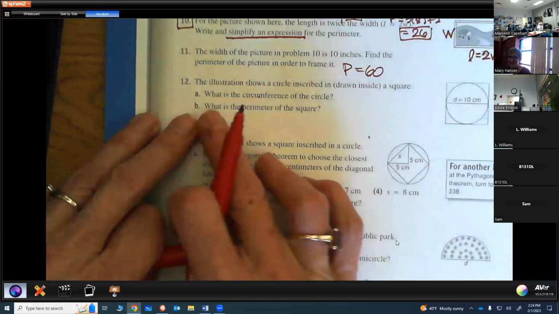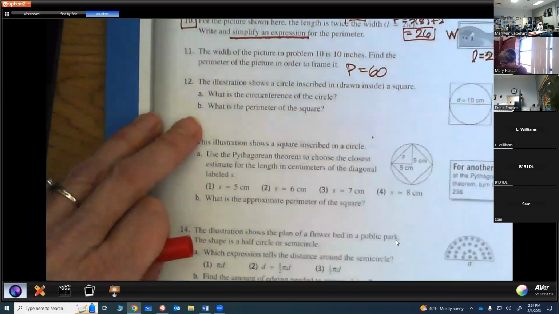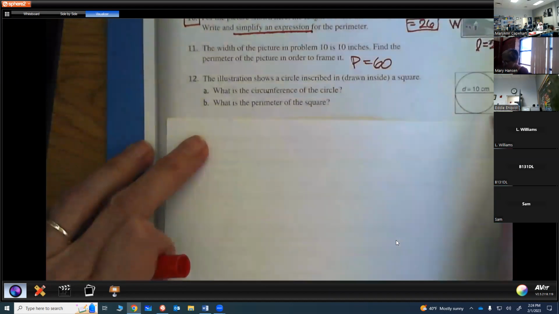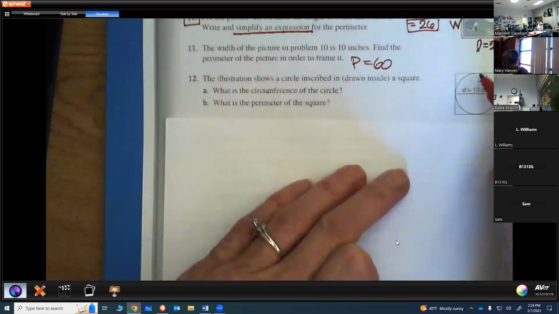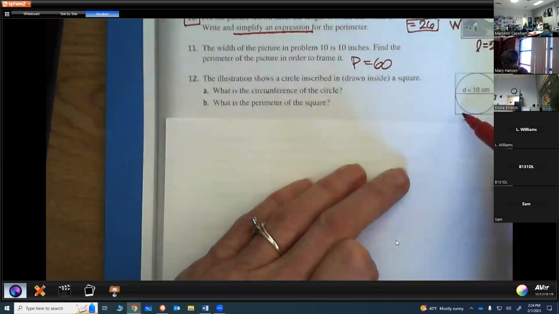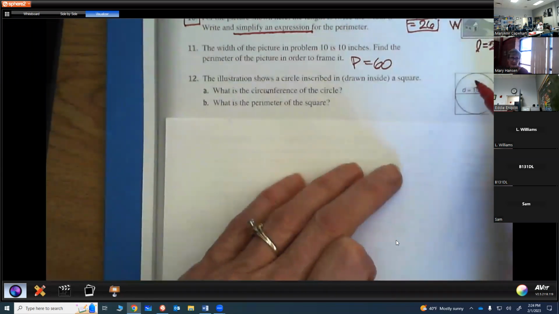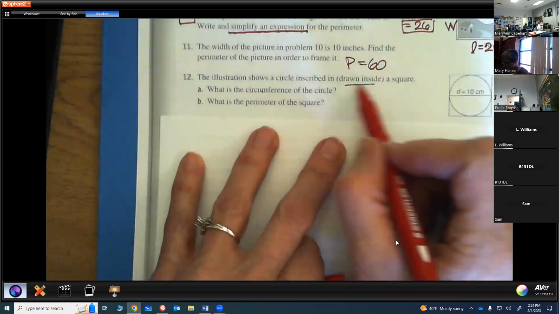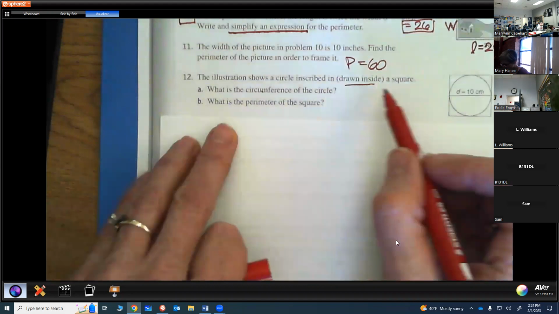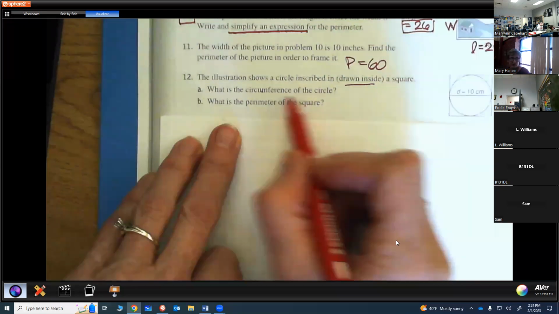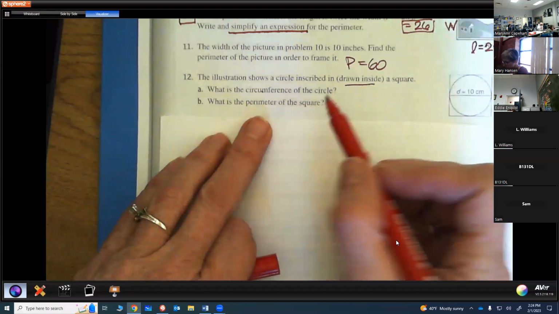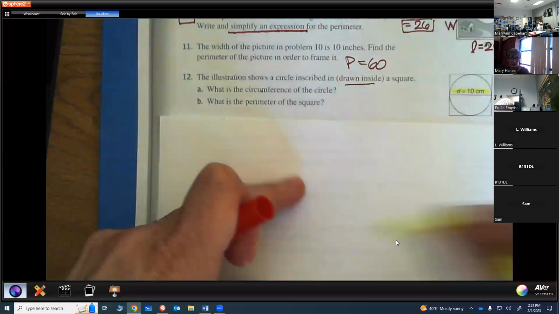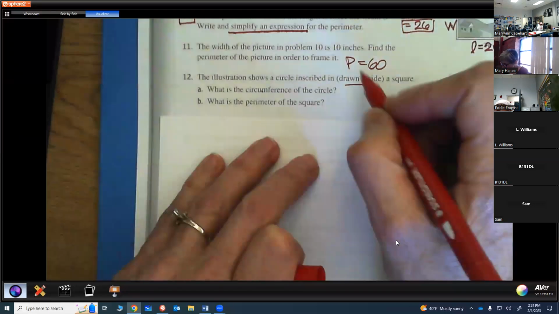Okay, number 12, let's take a look at it. So it says the illustration shows a circle inscribed, and inscribed just means that the circle touches each of the sides of the square in one place. So inscribed means drawn inside, but it also has to touch each side. And so it says, what is the circumference of the circle? Okay, well, this is a straightforward problem. We want to know the circumference. We're given the diameter.